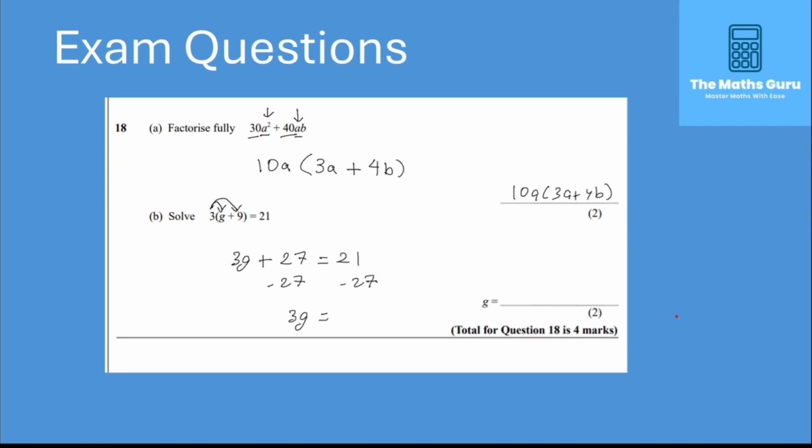So we get 3g equals 21 minus 27, which gives us minus 6, and then we divide both sides by 3 because we want it in terms of g. So g is equal to negative 2. As you can see, 27 minus 27 gets rid of the 27 on this side, and then that just falls into place.